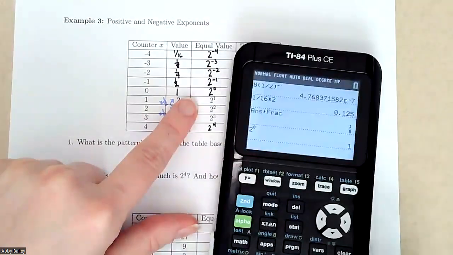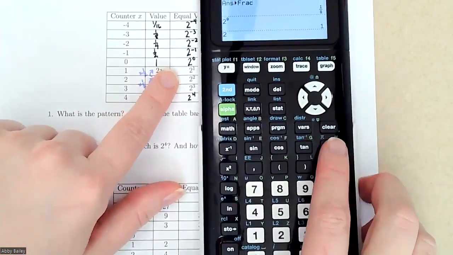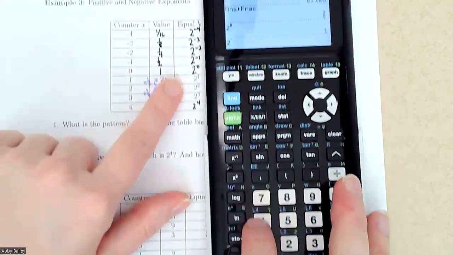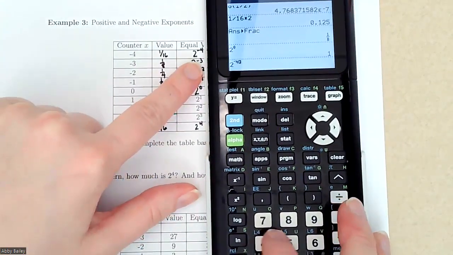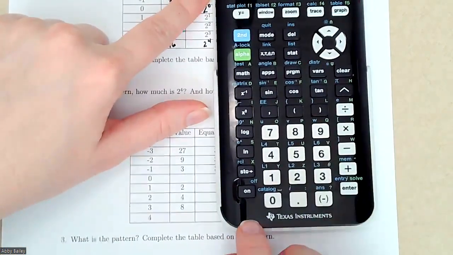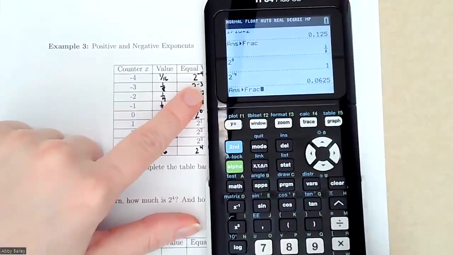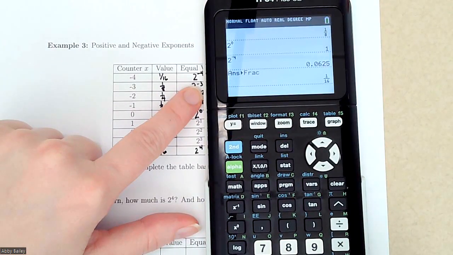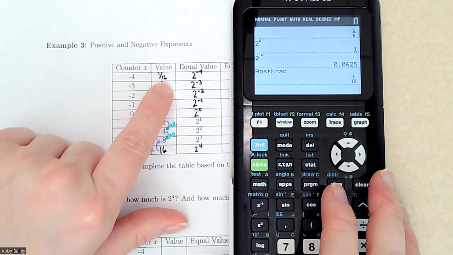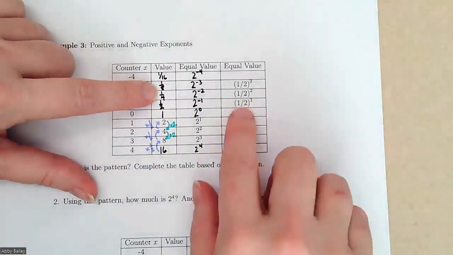And just to double check, I'll go 2 raised to the negative. By the way, you need this negative because it only likes that. 2 to the -4th power, enter. Okay, thank you very much. Now I'm going to go math, hit enter where it says answer to fraction, and hit enter: 1/16. So 2 to the -4 is the same value as 1/16.